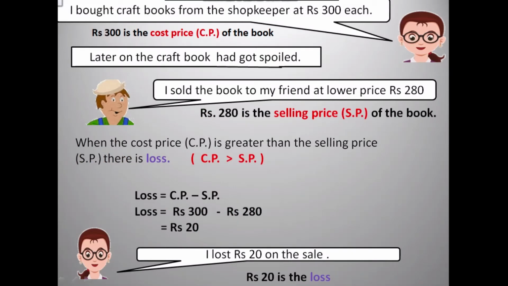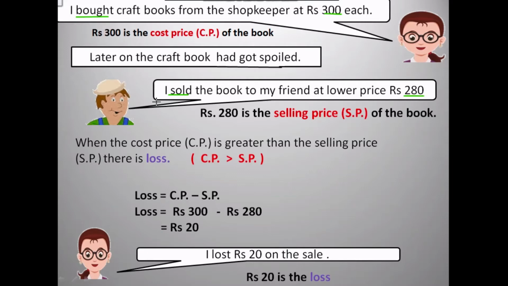Next day, again I went to the market. I bought a craft book from the shopkeeper at rupees 300. Well, 300 again, I bought means it's a buying price, it's a cost price. The cost price of the book is 300. But later on I found that the craft book got spoiled. So I sold that book to my friend at a lower price. The lower price: rupees 280.